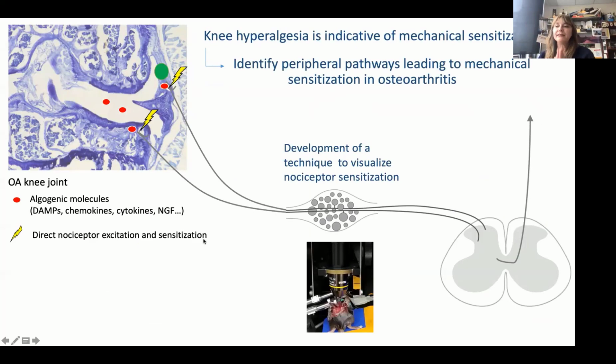So this knee hyperalgesia really is indicative of mechanical sensitization, and we can use this behavior now to start identifying peripheral pathways that lead to this mechanical sensitization in osteoarthritis. So what happens is when nociceptors innervate different tissues in the joint, they can be sensitized and activated by algogenic molecules in the joints, such as nerve growth factors, cytokines, chemokines. There can be fragments from the cartilage. So disease-associated molecular patterns that bind these nociceptors and sensitize them. And so we have now developed a technique to visualize nociceptor sensitization in response to a stimuli. And that is what I will show you next.